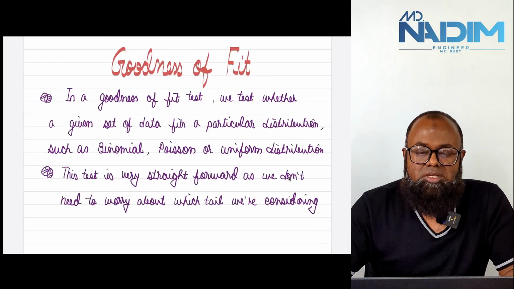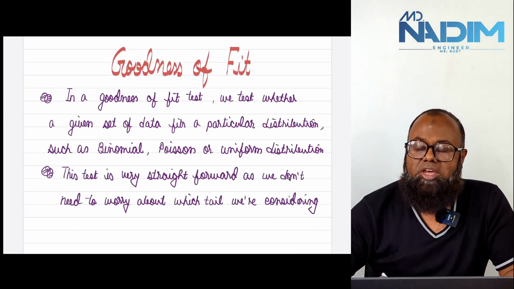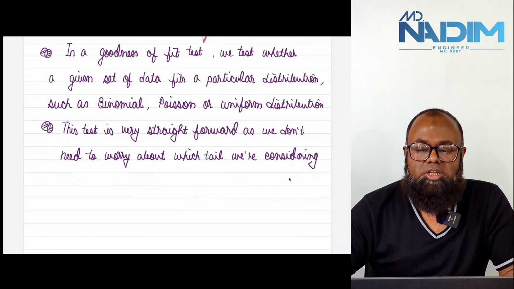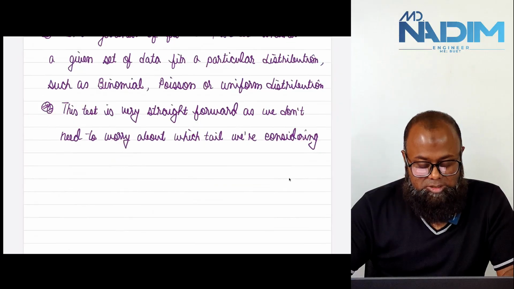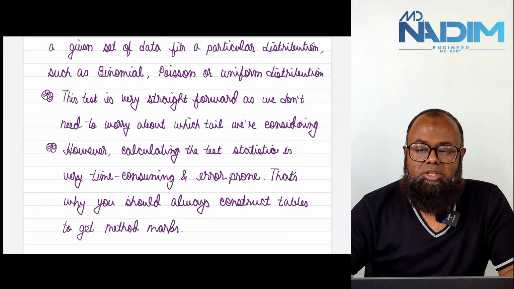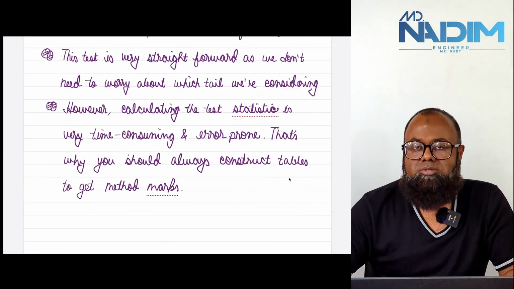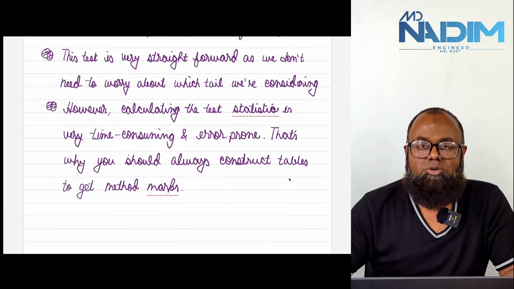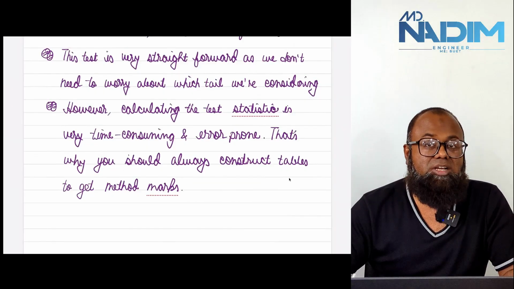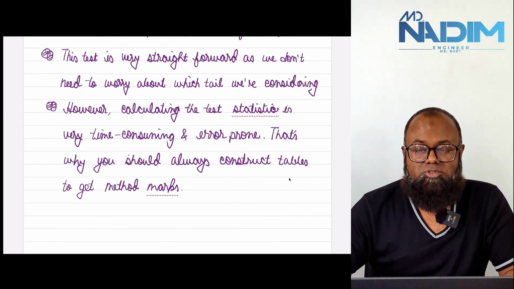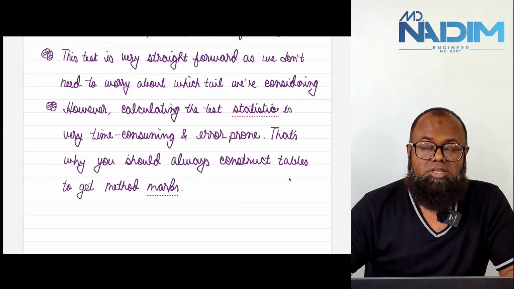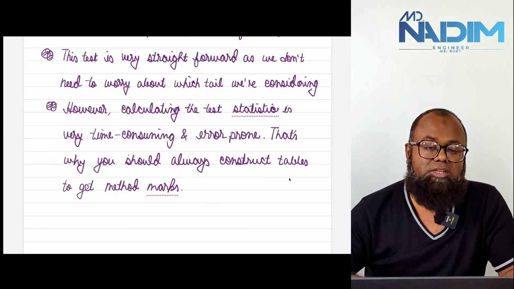Next point is this test is very straightforward as we do not need to worry about which tail we are considering. The next point is, however, calculating the test statistic is very time consuming. As you know, you had to calculate the chi-square in the first lecture. You know that the test statistic, that is the chi-square calculation, is a bit time consuming and error prone as well. That's why we should always construct tables to get method marks. So don't forget that, guys.